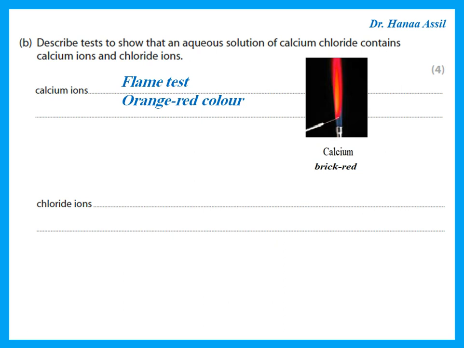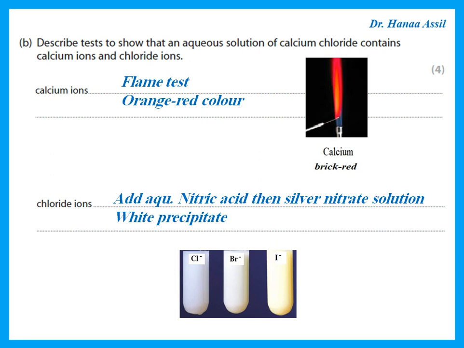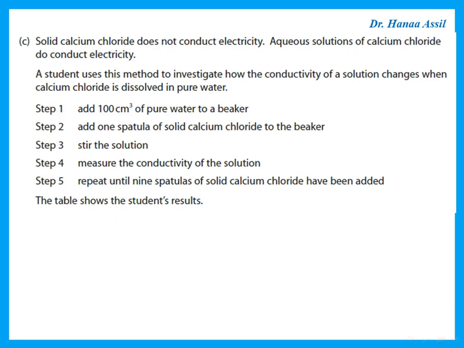What is the test for chloride ions? The test for chloride ions is to add aqueous nitric acid, then silver nitrate solution. Remember, this was the test for the halides. I have chloride, so the chloride would give me a white precipitate. If I had bromide, it would be a cream precipitate. If it's iodide, it would be yellow. Remember these tests? Okay. Solid calcium chloride does not conduct electricity. Aqueous solutions of calcium chloride do conduct electricity.